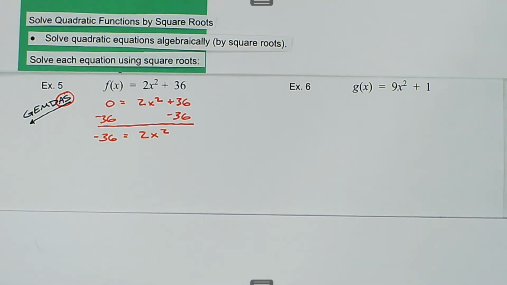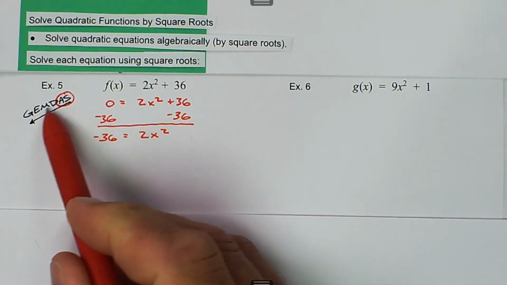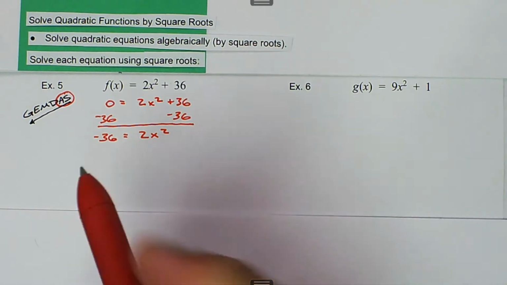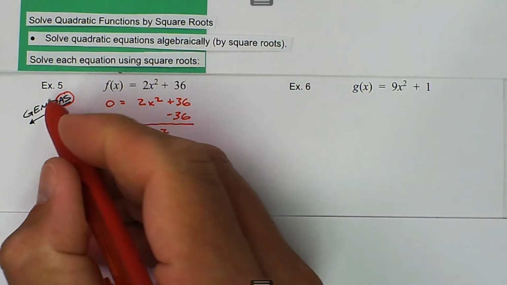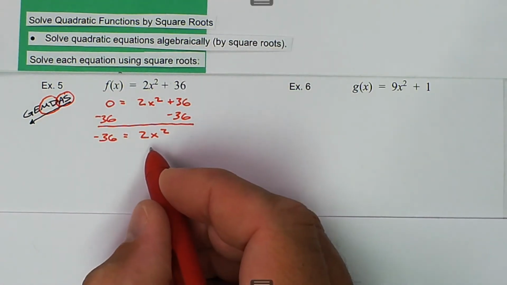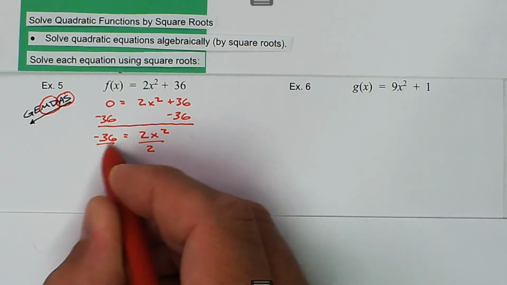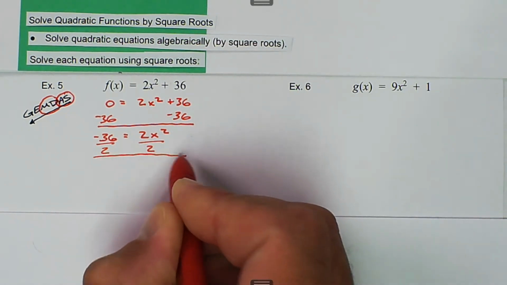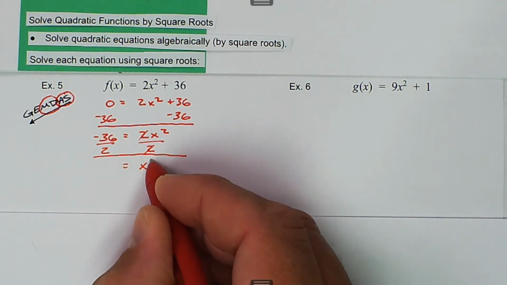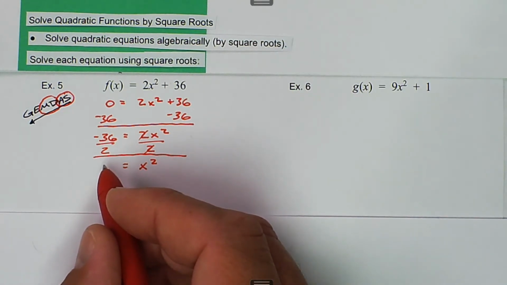2x squared. Next, we see that we don't have any more addition and subtraction, so we move down the line, and we see that we do have 2 multiplied by x squared. So the inverse of multiplication is division. And so we are going to divide both sides by 2. Then the 2 cancels the 2, and we're left with x squared is equal to negative 18.